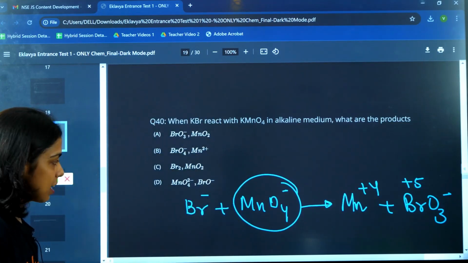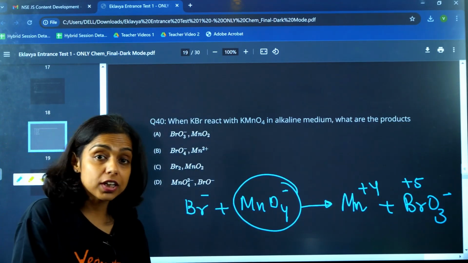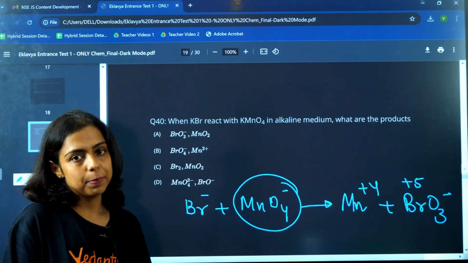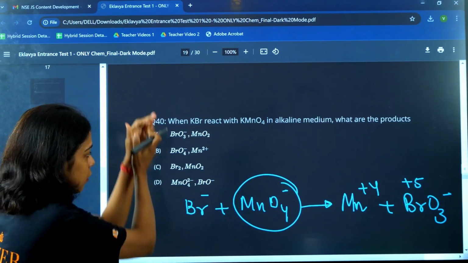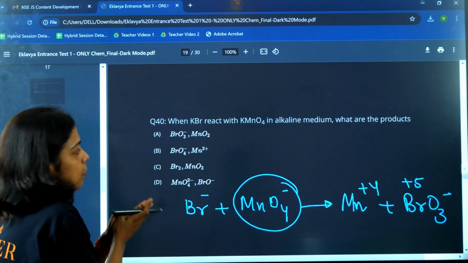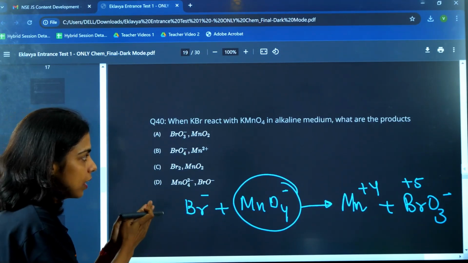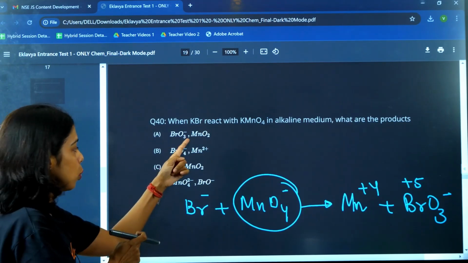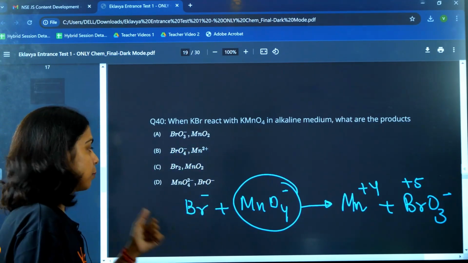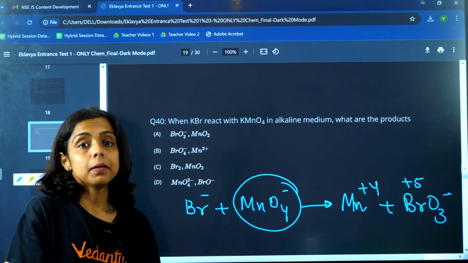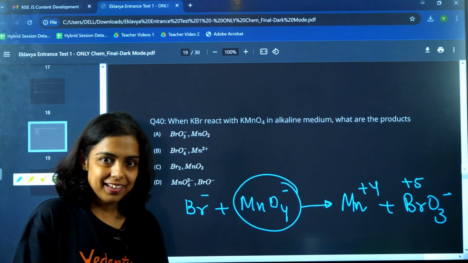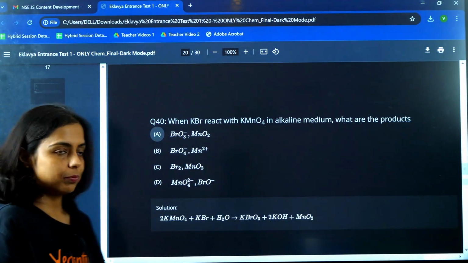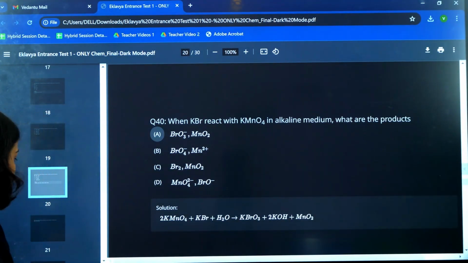Because they asked us, we have to check the options. You might not see alkaline mentioned here in the paper. But of course, if you check the options, the only possible correct option for the reaction of KBr and KMnO4 is BrO3 negative and MnO2. Because if it is acidic, the product will be Br2 and Mn in +2 oxidation state, right? So indeed, the answer to this question is A, happening in alkaline medium. Okay.